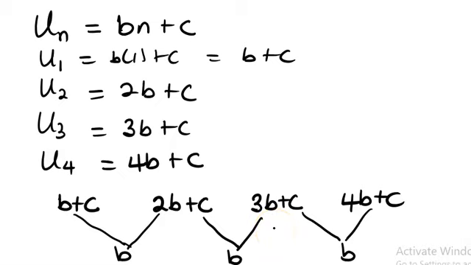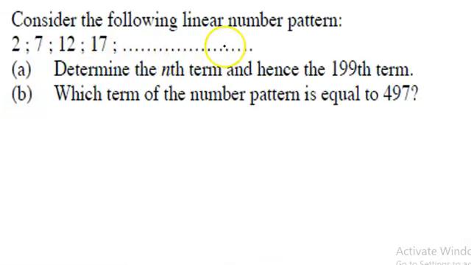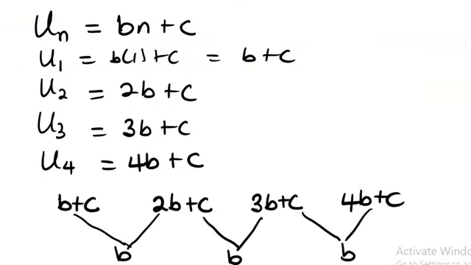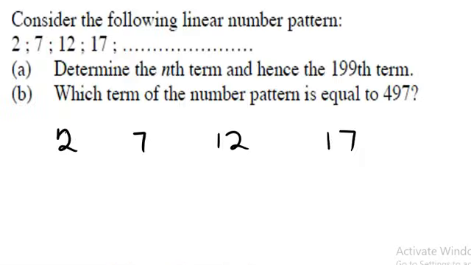Let's use examples to illustrate this concept. Consider the following linear number pattern: 2, 7, 12, and 17. This is a linear pattern. We have to find the nth term, and then we determine the 199th term. Let's go back and look at the general term. The first term is b plus c, and the difference is b. So when we come back here, we can say that b plus c, which is the first term, goes to 2.